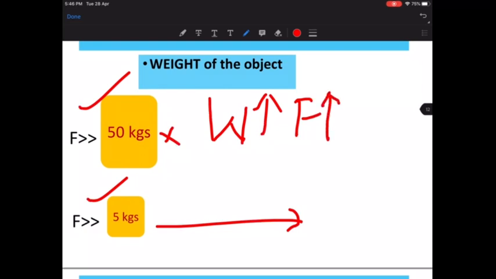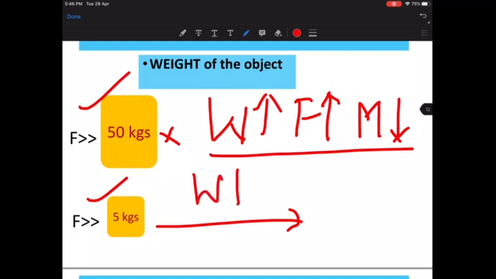So understand that if the weight is going to be more, then friction is also going to be more. If the friction is going to be more, then the movement of the object is going to be less. Okay? Now look at what happens in the second case. If the weight is going to be less, then the friction is also going to be less. If the friction is going to be less, then the movement of the body is going to be more. Okay? So more weight means more friction. More friction means less movement of the body.